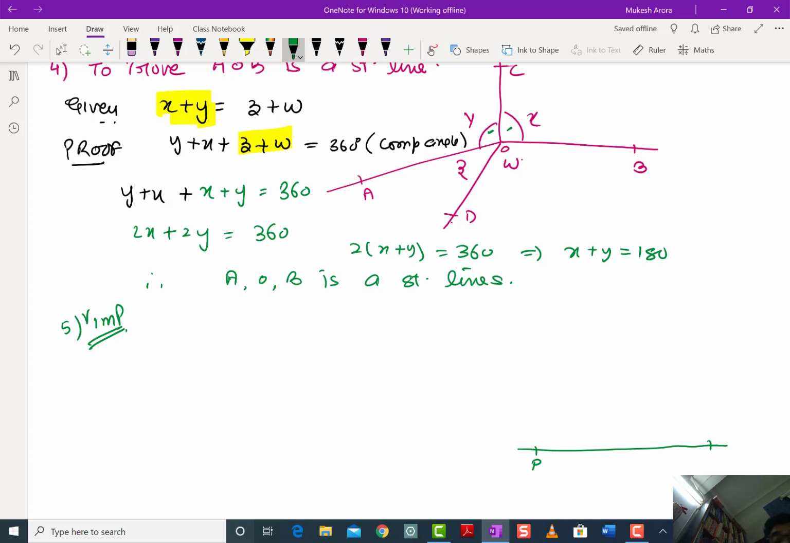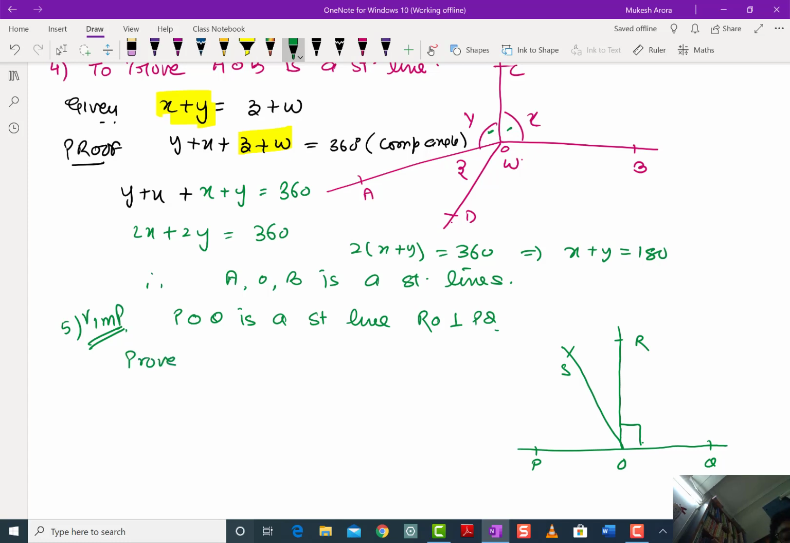This is P, this is Q, this is O, this is R, and this is S. Question is that POQ is a straight line, RO is perpendicular on PQ. This means this is 90. Prove that ROS is equal to half of angle QOS minus POS.